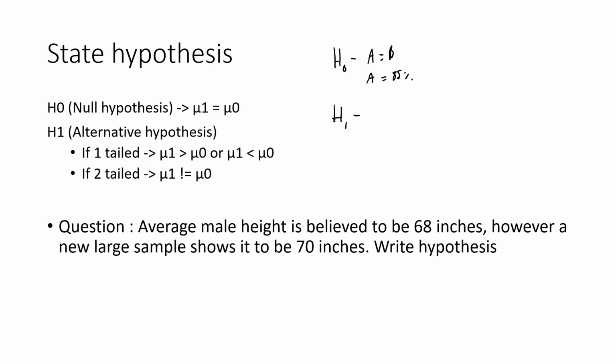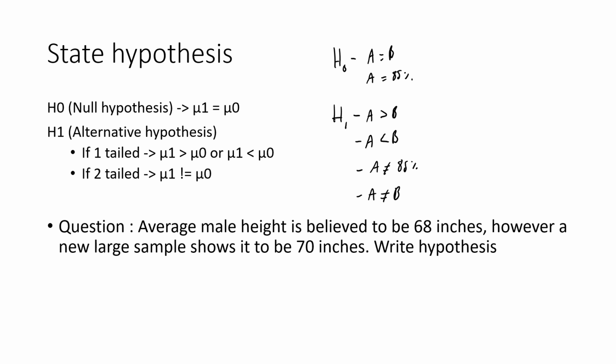H1 is what you're trying to prove. So that could be that drug A is better than drug B in effectiveness, or drug A is worse than drug B in effectiveness. It could be drug A isn't actually 85% effective. Or you could just write drug A is not similar to drug B in effectiveness.